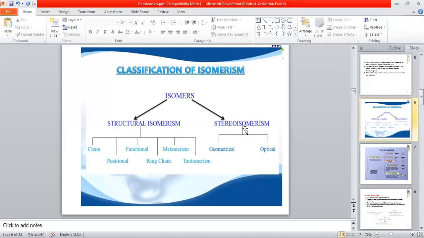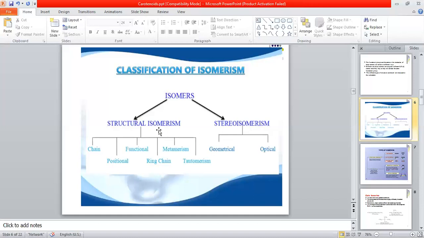But I will not discuss stereoisomerism in detail here, because you will learn about it in your next semester, the coming semester. In this semester you only have to focus on structural isomerism. And as per my knowledge, I think structural isomerism is so easy in comparison to stereoisomerism.